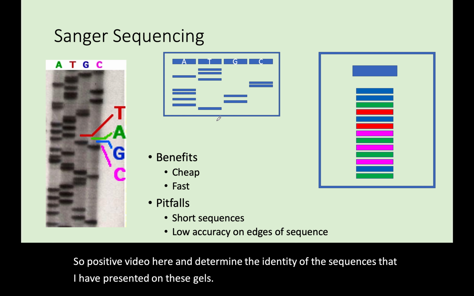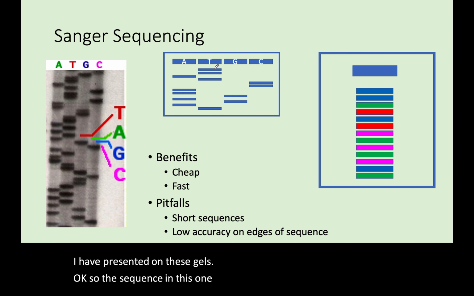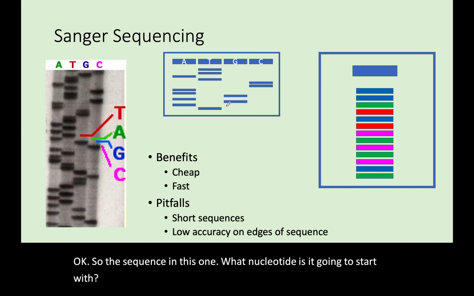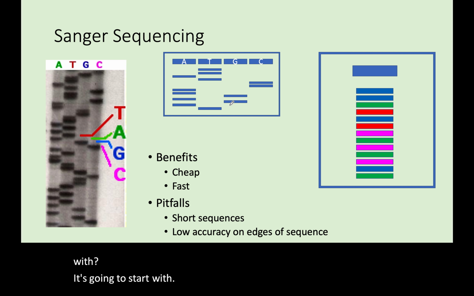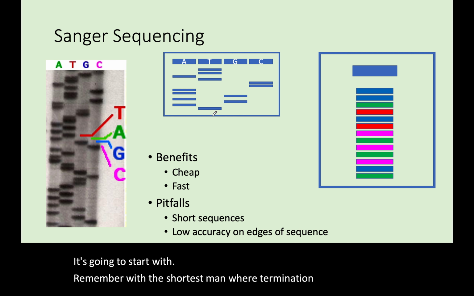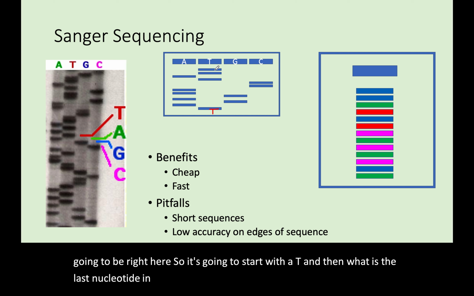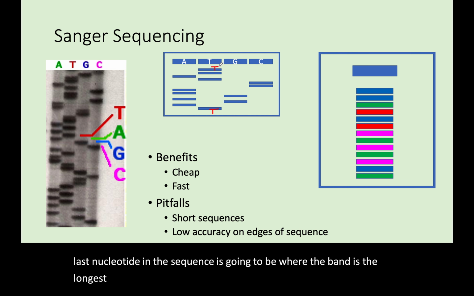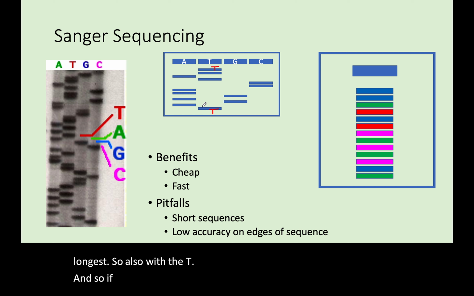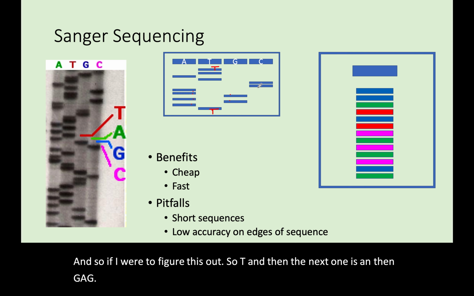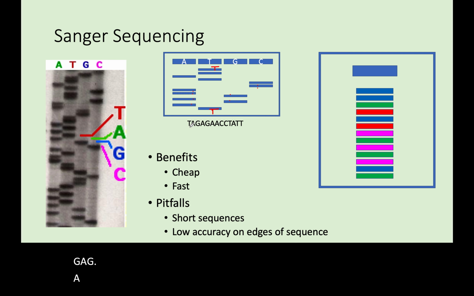Okay, so the sequence in this one, what nucleotide is it going to start with? Remember, the shortest band, where termination occurred first, is going to be right here. So it's going to start with a T. And then what is the last nucleotide in this sequence? That's going to be where the band is the longest, so also a T. So T, and then the next one is A, then G, A, G, A, C, C. So this ends up being the sequence right here, based off of the bands.